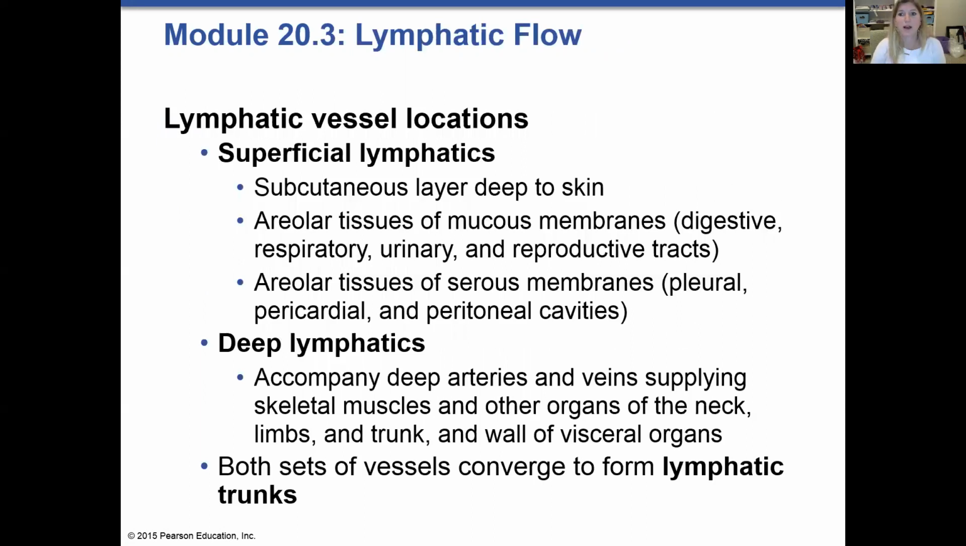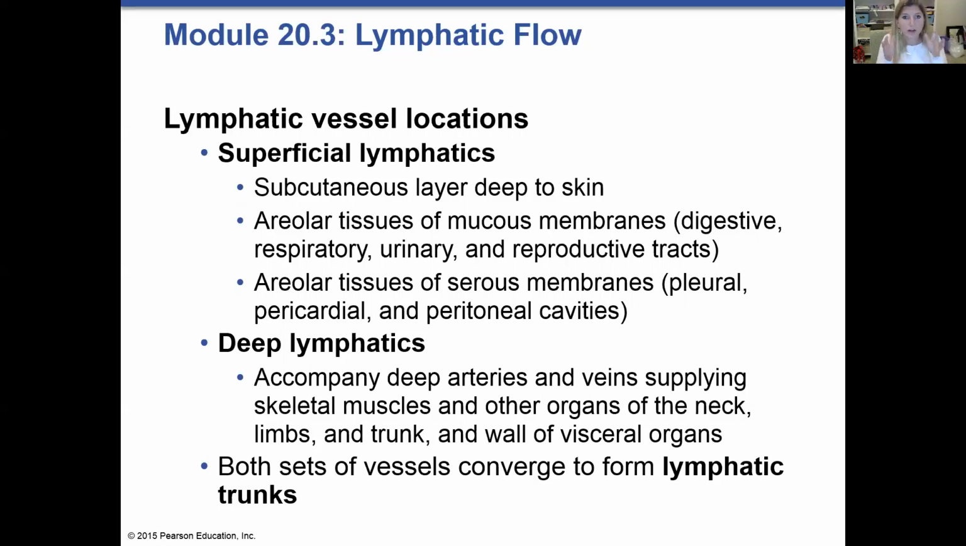Let's talk about how the lymph flows. There are superficial lymphatics, and then there are deep lymphatics, just like veins, right? The lymph system is very, very similar to our venous network. Those superficial lymphatics are just deep to the skin. They're in that subcutaneous layer. They're within the areolar connective tissues, within our mucous membranes, the digestive, urinary, reproductive, and respiratory tracts. And they're also within the serous membranes, like the pleura, the pericardium, and the peritoneum.